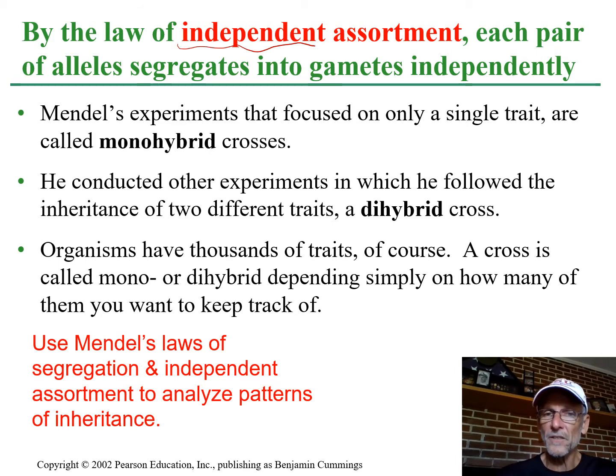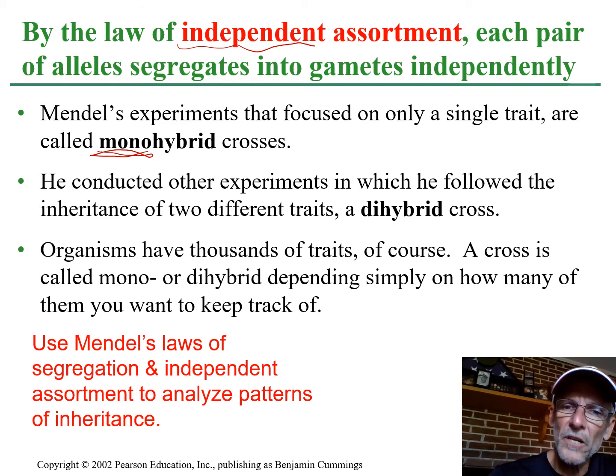Well, to figure that out, you now had to keep track of at least two traits at once. So the crosses we were talking about with his pea plants before, he was only looking at one trait. We call those monohybrid crosses. It simply refers to how many traits you are choosing to look at. Well, now he chose to look at two traits at once, right? So he had, I'll use the example on the next page, I think.